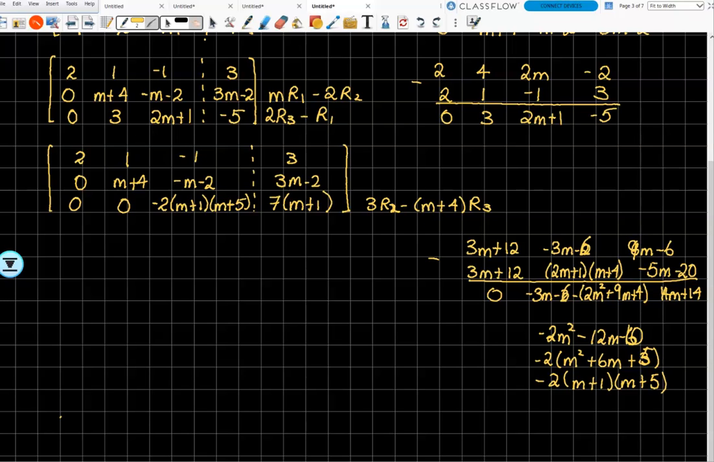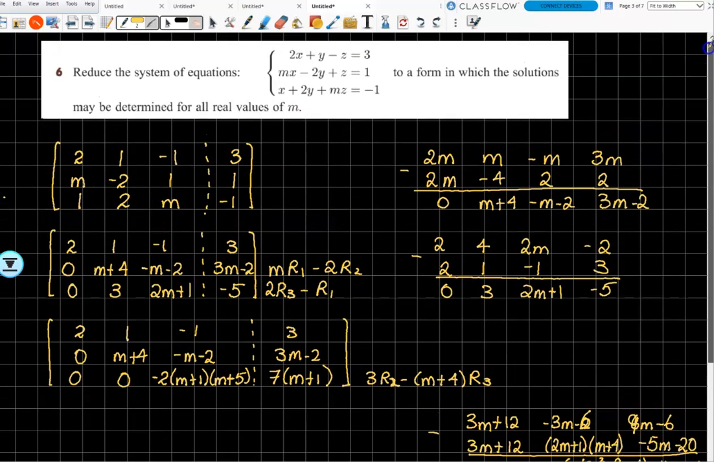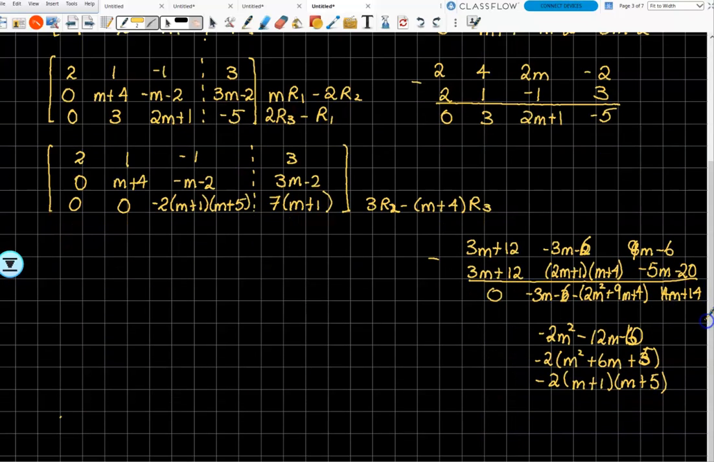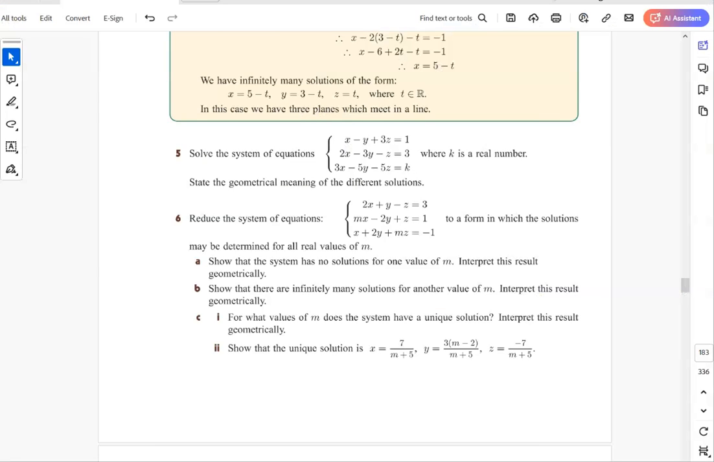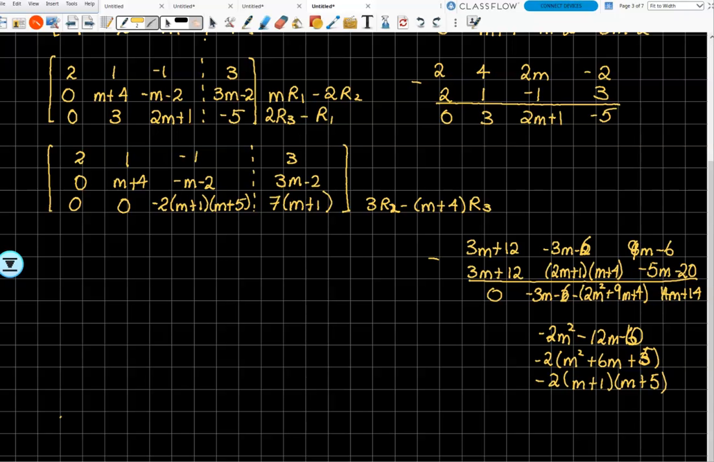Hopefully you're reading there. For part A, I don't want to scroll back up so you can look at it better, just in case. Hopefully you've got the question in front of you. But, oh, I didn't even cut and paste it. Well, there you go. Here we go. Show that the system has no solutions for one value of m. And we'll get to the interpret in a minute. Let's just do one thing at a time.